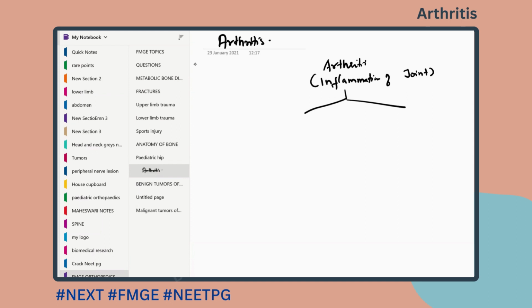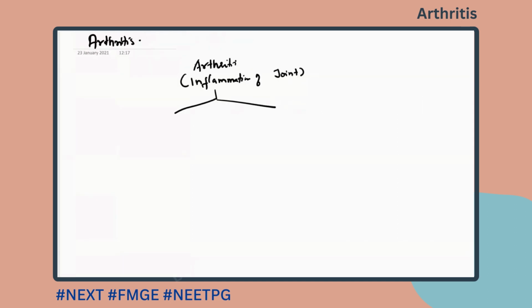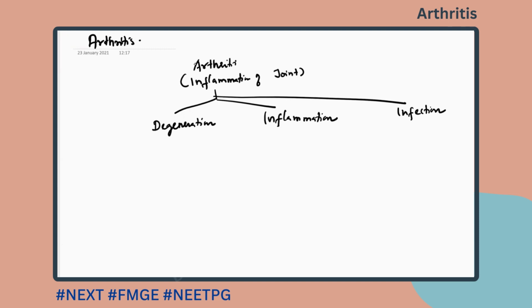This arthritis can occur because of two basic entities. One is because of degeneration. As you grow older, your joint will degenerate, resulting in degenerative arthritis. Or because of inflammation, you can get arthritis. Or because of infection, you can get arthritis.